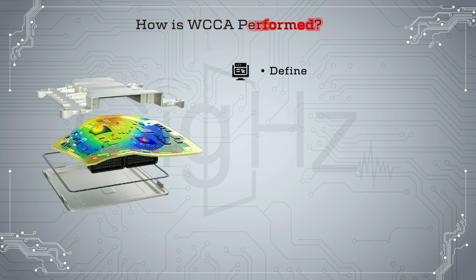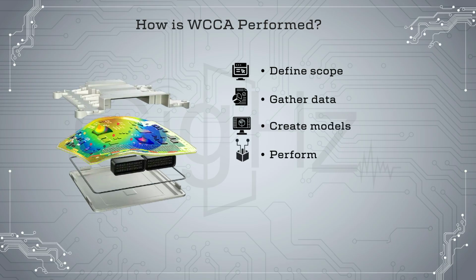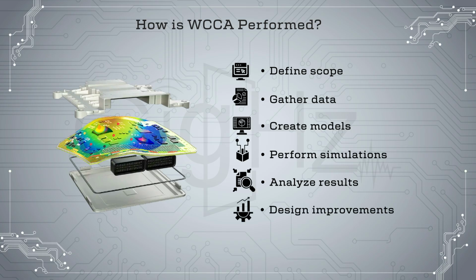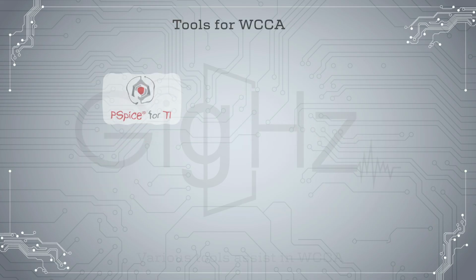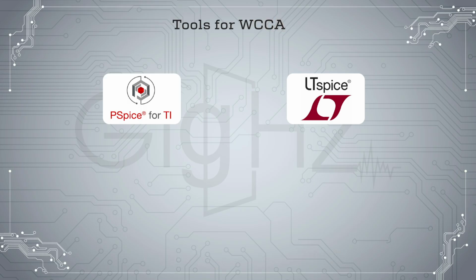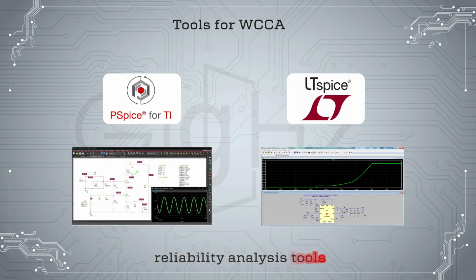Steps in WCCA. WCCA involves defining scope, gathering data, creating models, performing simulations, analyzing results, implementing design improvements, and resimulating until the result is within the required scope. Tools used in WCCA. Various tools assist in WCCA, including simulation software, reliability analysis tools, and environmental testing equipment.